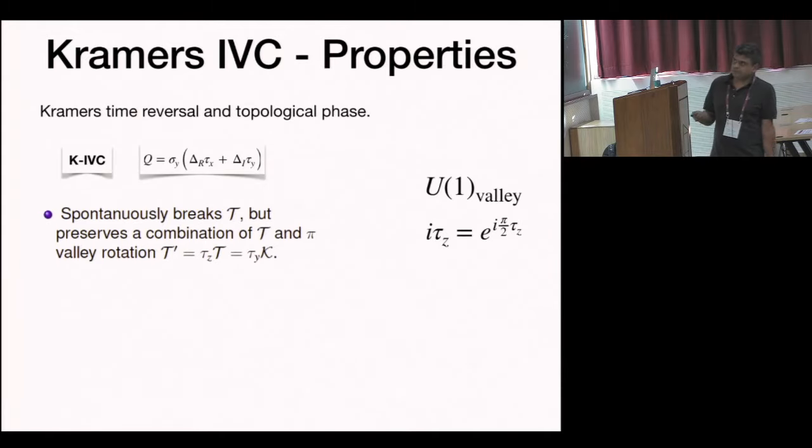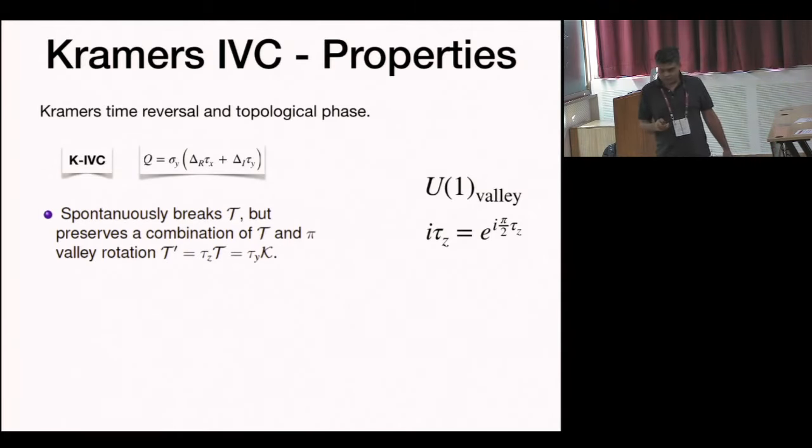Okay, so it breaks time reversal, but it turns out that there's a modified version of time reversal that survives. A little bit like in an antiferromagnet, where you can do time reversal and translate. Over here, what you can do is the regular time reversal and then translate the valley phase by pi. Rotate the valley phase by pi. That gives you a new definition of time reversal, a combination of the old symmetries. And under this new definition, this order parameter is time reversal symmetric, T prime. There's some sort of antiferromagnetic time reversal present.